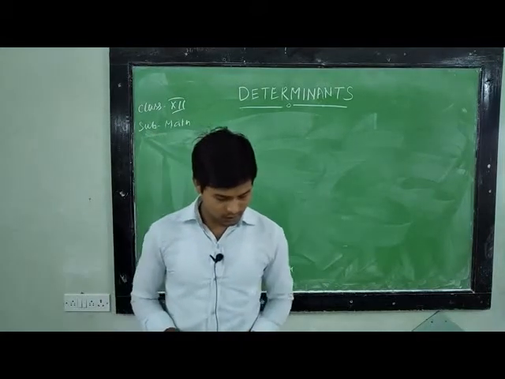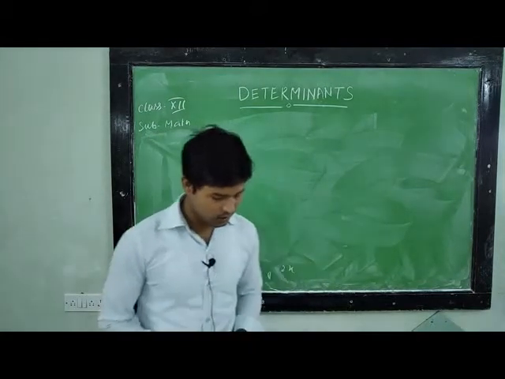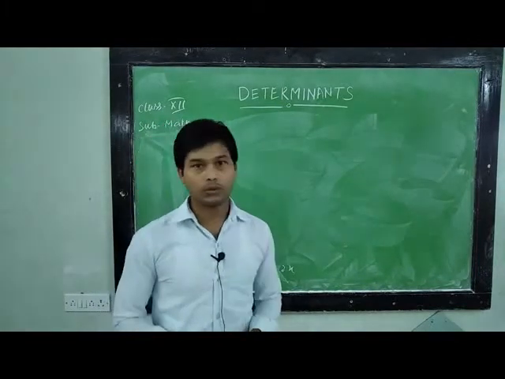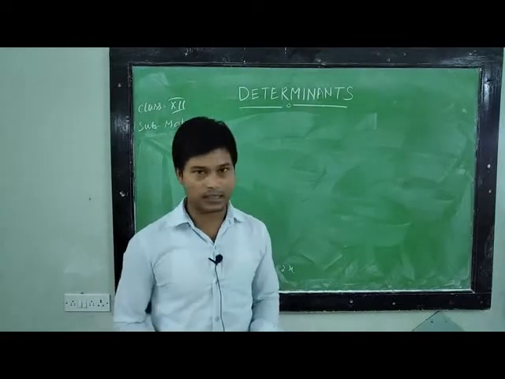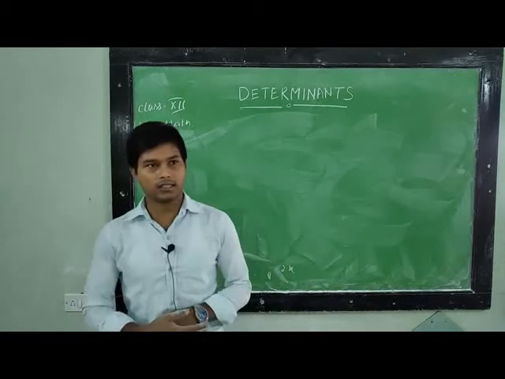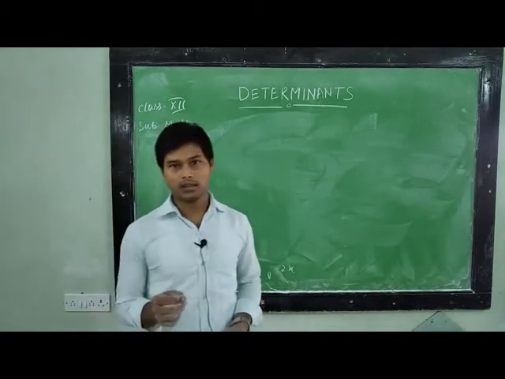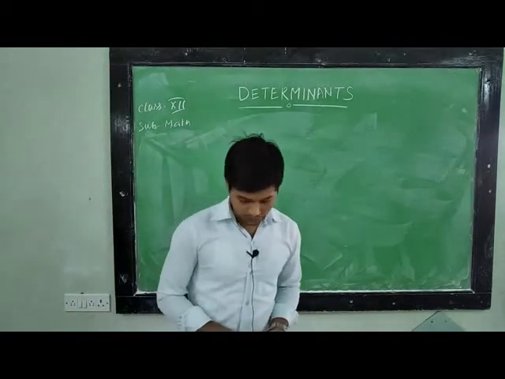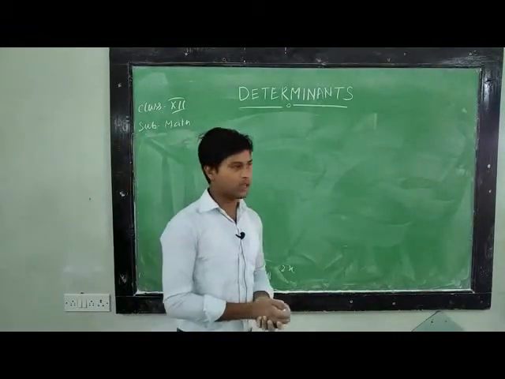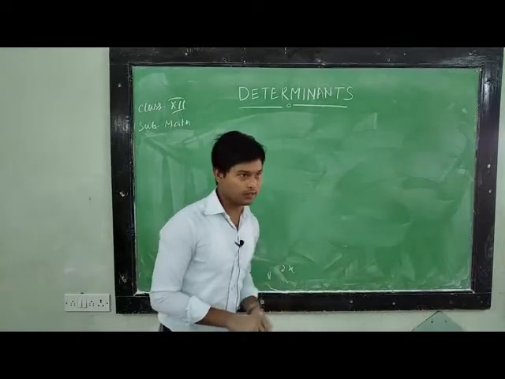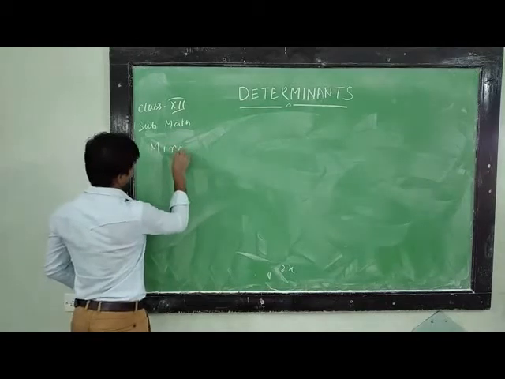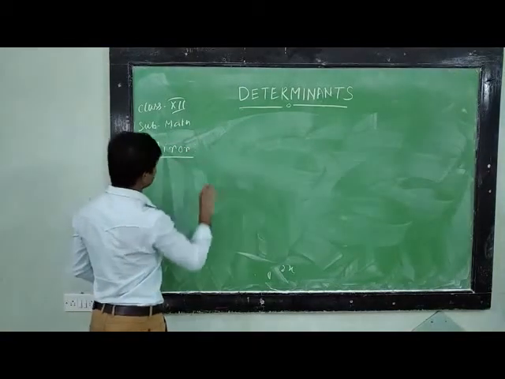In the previous class we discussed exercise 4.3, and today we are going to discuss the next exercise, that is 4.4. But before discussing this exercise, first we have to learn a few more terms, like what is the minor and what is the cofactor. So first, what is the minor? What do you mean by minor?